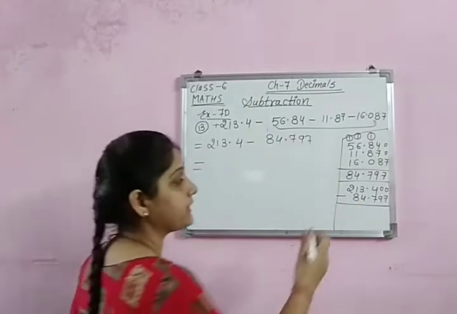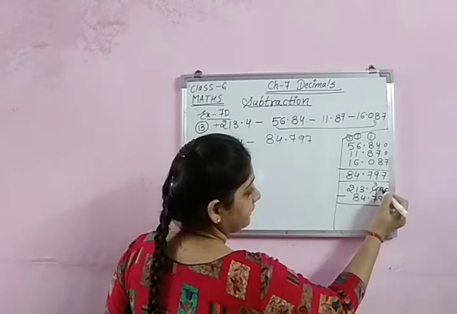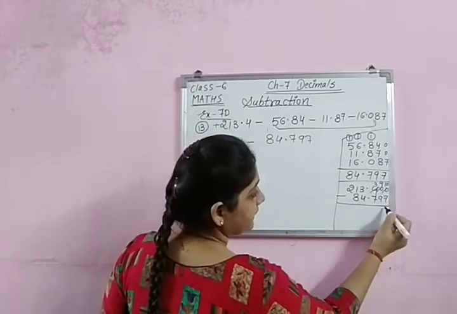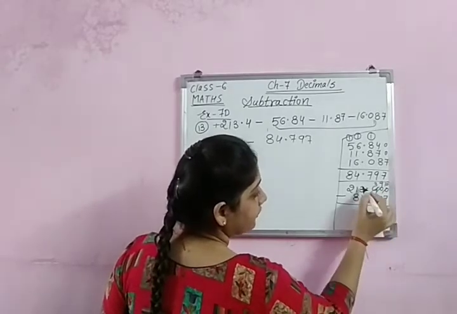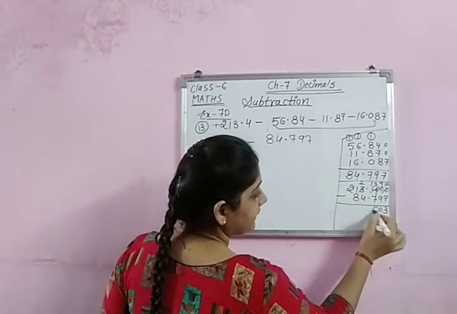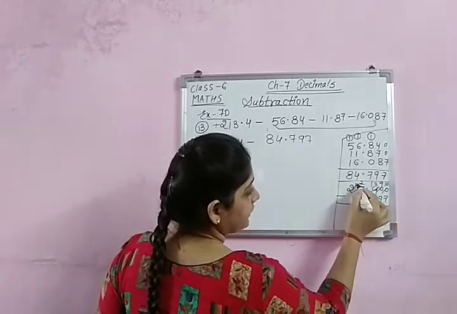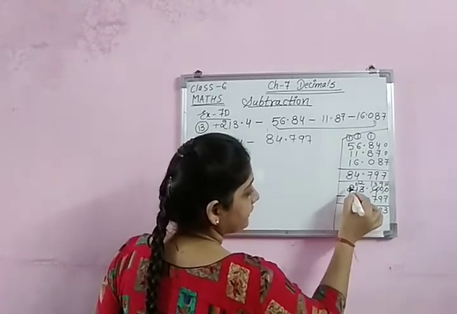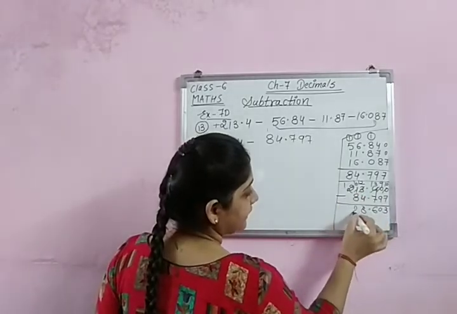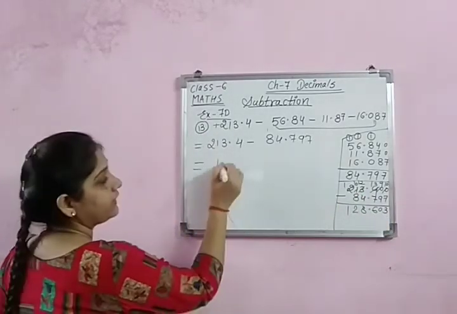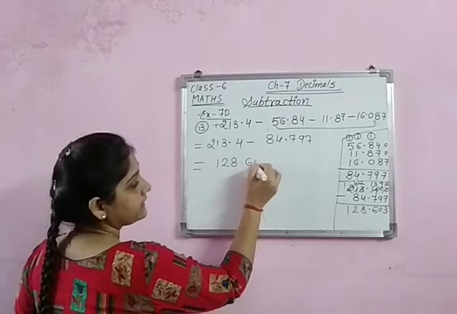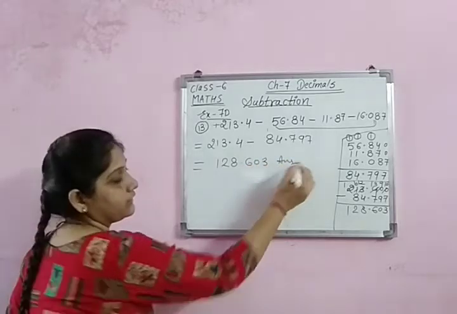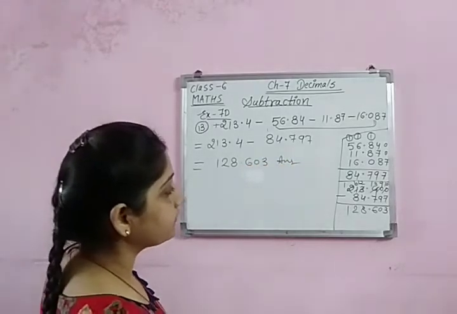Don't write directly like 0 minus 7 is 7. It's not possible. Take borrow. 3, 9 and 10. 10 minus 7, 3. 9 minus 9, 0. Now this will be 2. 13 minus 7, 6. 0. 12 minus 4, 8. 1 and 10 minus 8, 2. 1. So 128.603 is the correct answer. Let me check once again.